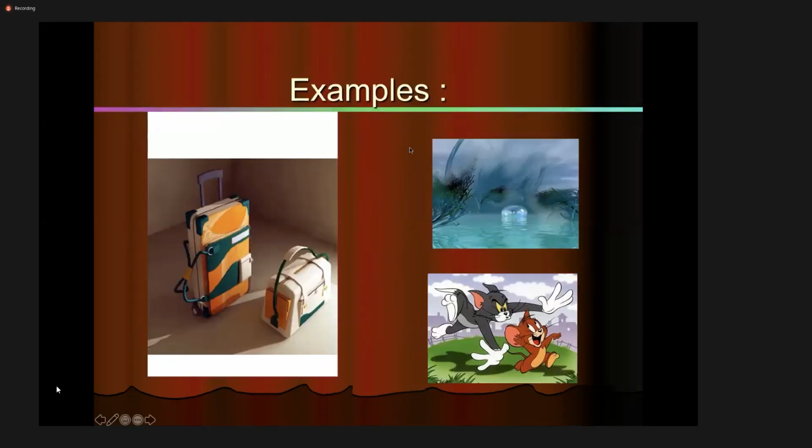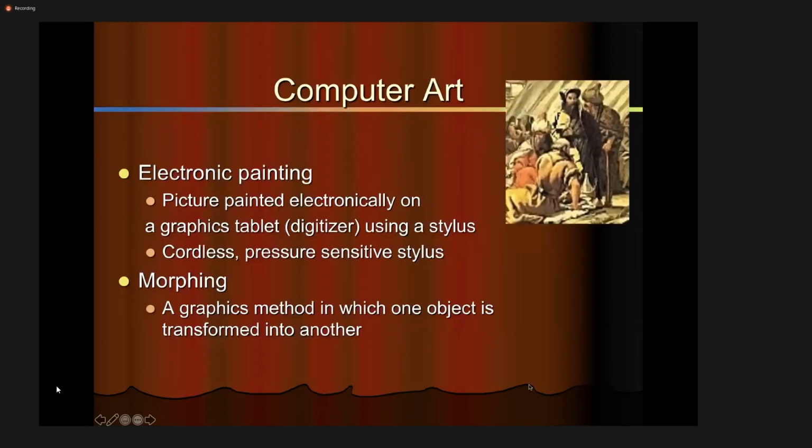When we look at the examples, here we can see 3D graphic suitcases, atmospheric effects like this mist, and water. All these things can be created by using computer graphics. And these types of cartoons are also possible, shadows and everything. So in computer art, what we are going to have is an electronic painting, not real paints. You don't have real paints there.